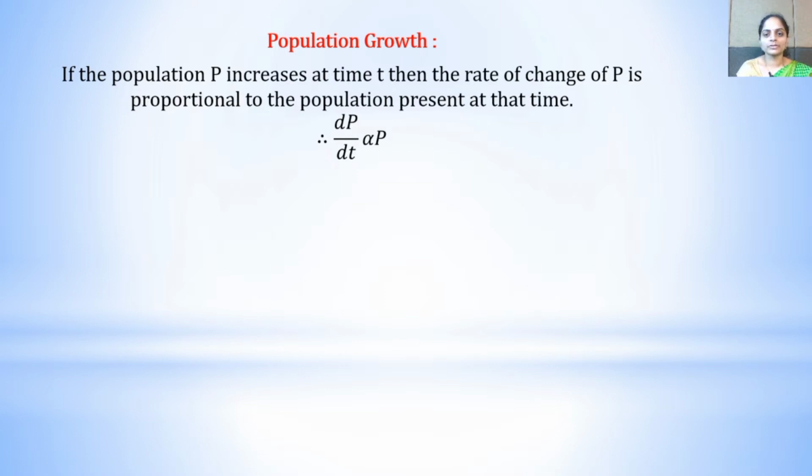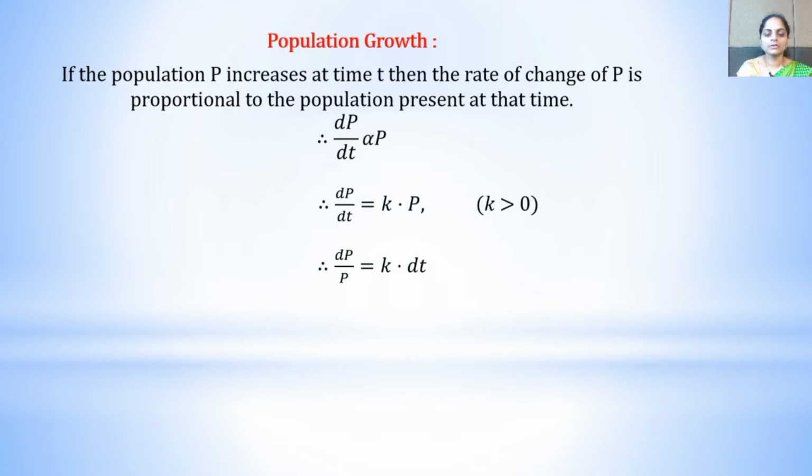Here the rate of change of P is dP by dt. Now we take the constant of proportionality, which is K. So it becomes dP by dt is equal to K into P, where K is greater than 0. This is a differential equation. Now we convert this differential equation into variable separable form. So we take the terms of P on the LHS and terms of t on the RHS. It becomes dP by P is equal to K into dt, which is our variable separable form.